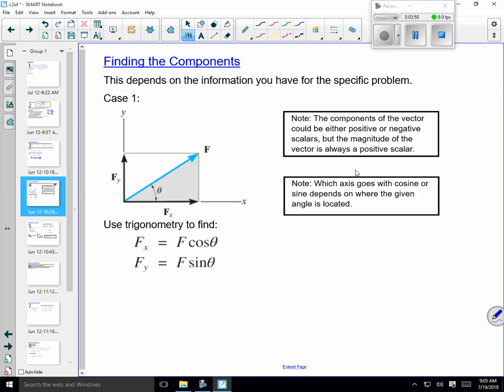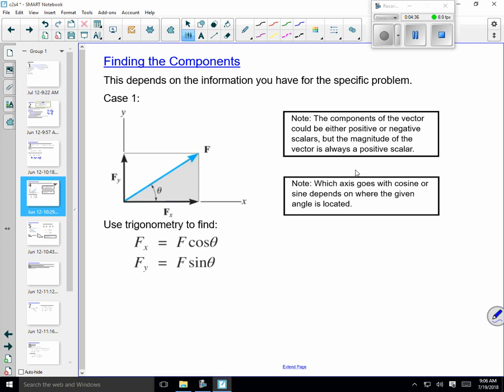To find the components, it depends on what information you have. Here's a picture of case 1 where I've got the magnitude of the vector and I've got that angle, theta. If you know what the magnitude is and I know what that angle theta is, I can calculate using trigonometry because I've got a right triangle there. So in that case, Fx is equal to F cosine theta and Fy is F sine theta. And all I'm doing is looking at that gray triangle and using trigonometry.